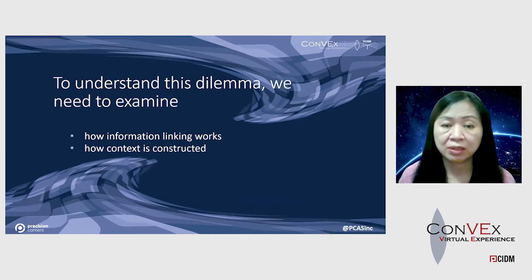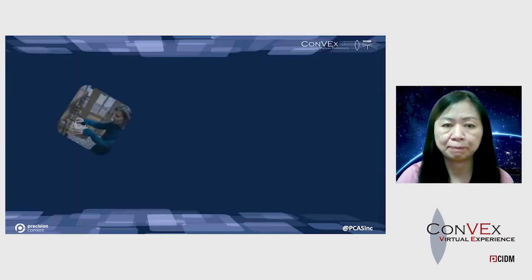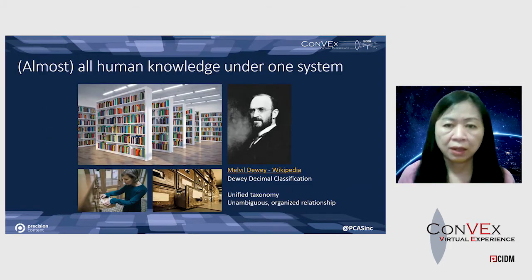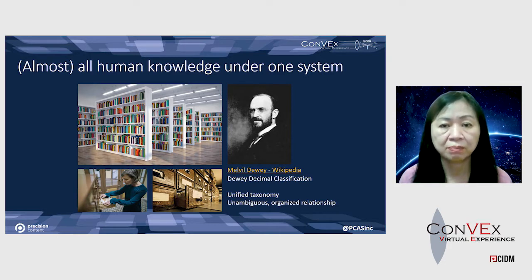To understand this dilemma, we need to examine 2 things. First, how information linking works and how we construct context. First, let's look back to see how information linking has evolved over time. It is not an easy task to create a system for linking information. The Gutenberg printing technology was invented in the mid-15th century, but the systematic way of organizing books and relating books from different subject matters to each other didn't happen till late 19th century.